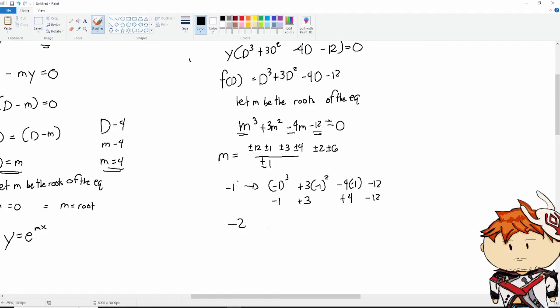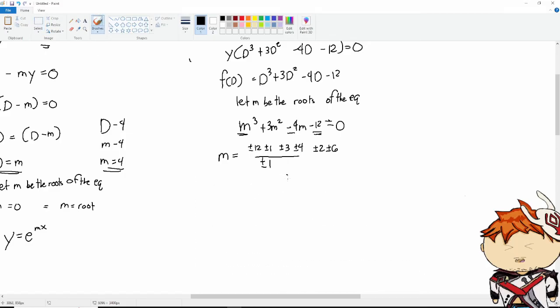Negative 2. Let's say negative 2. That will be negative 2 cube plus 3 times negative 2 squared, minus 4 times negative 2, negative 12. So this will become negative 8, positive 12, positive 8, negative 12. It's 0. Negative 8, positive 8 cancel. Positive 12, negative 12 cancel. So one of our roots is negative 2.